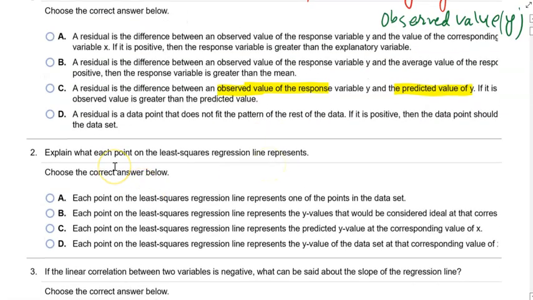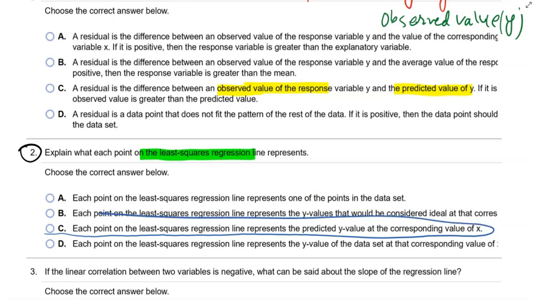Question number 2. Explain what each point on the least square regression line represents. Answer is C. Each point on the least square regression line represents the predicted y value at the corresponding value of x. In other words, in the regression line, each point represents y hat, because the predicted value is y hat at that corresponding value of x.